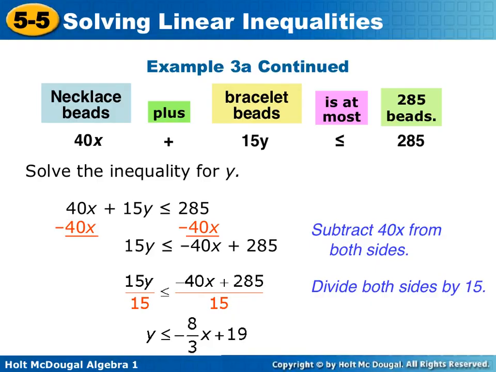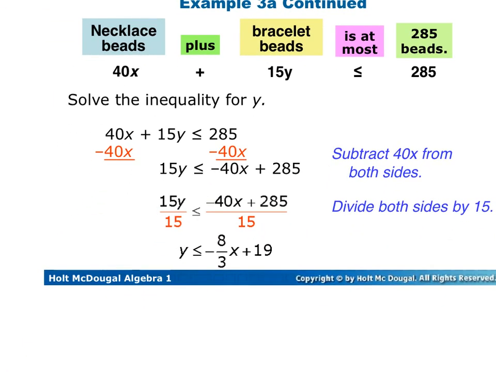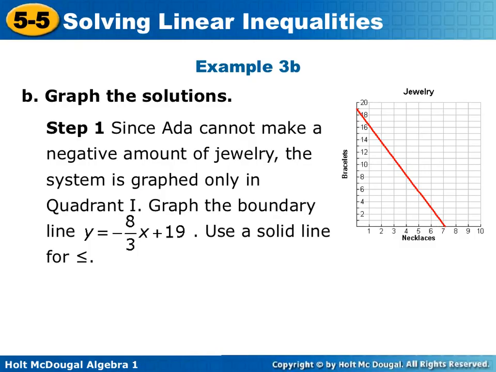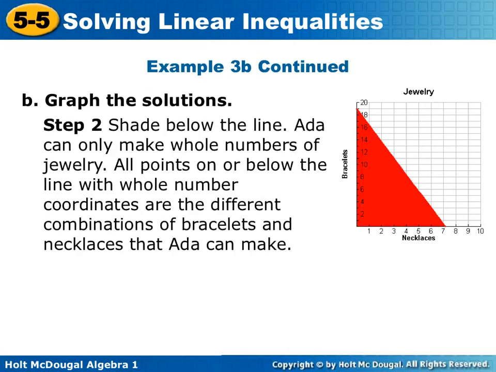So here, they've come up with the equation, because 40 beads for the necklace, 15 for the bracelet. And we can't use more than 285 beads. You'll go ahead and rearrange it, get your slope-intercept form, and then grab the boundary line, and then any combination of beads in here will make bracelets and necklaces without going over the 285 beads that she has.